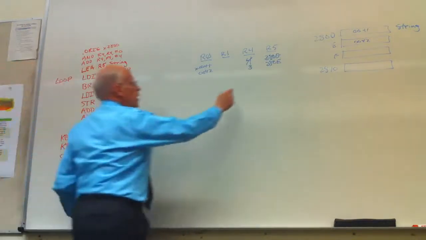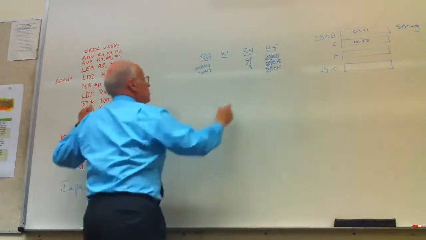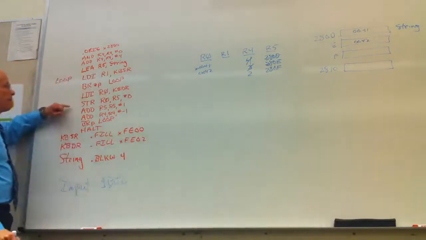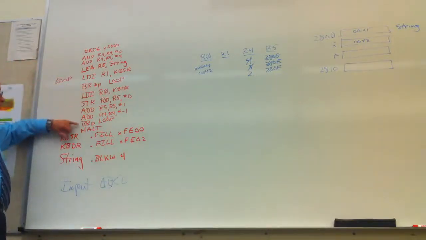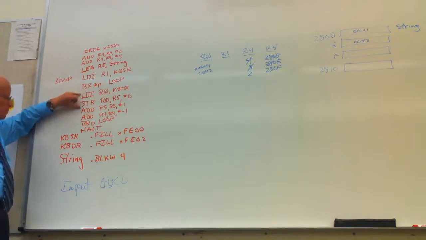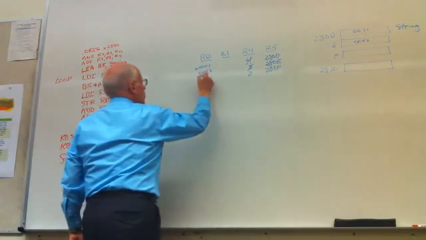Add 1 to register 5. Subtract 1 from register 3. And if it's positive, we go back up to here. Okay, wait again. The C is hit. We get 0043.